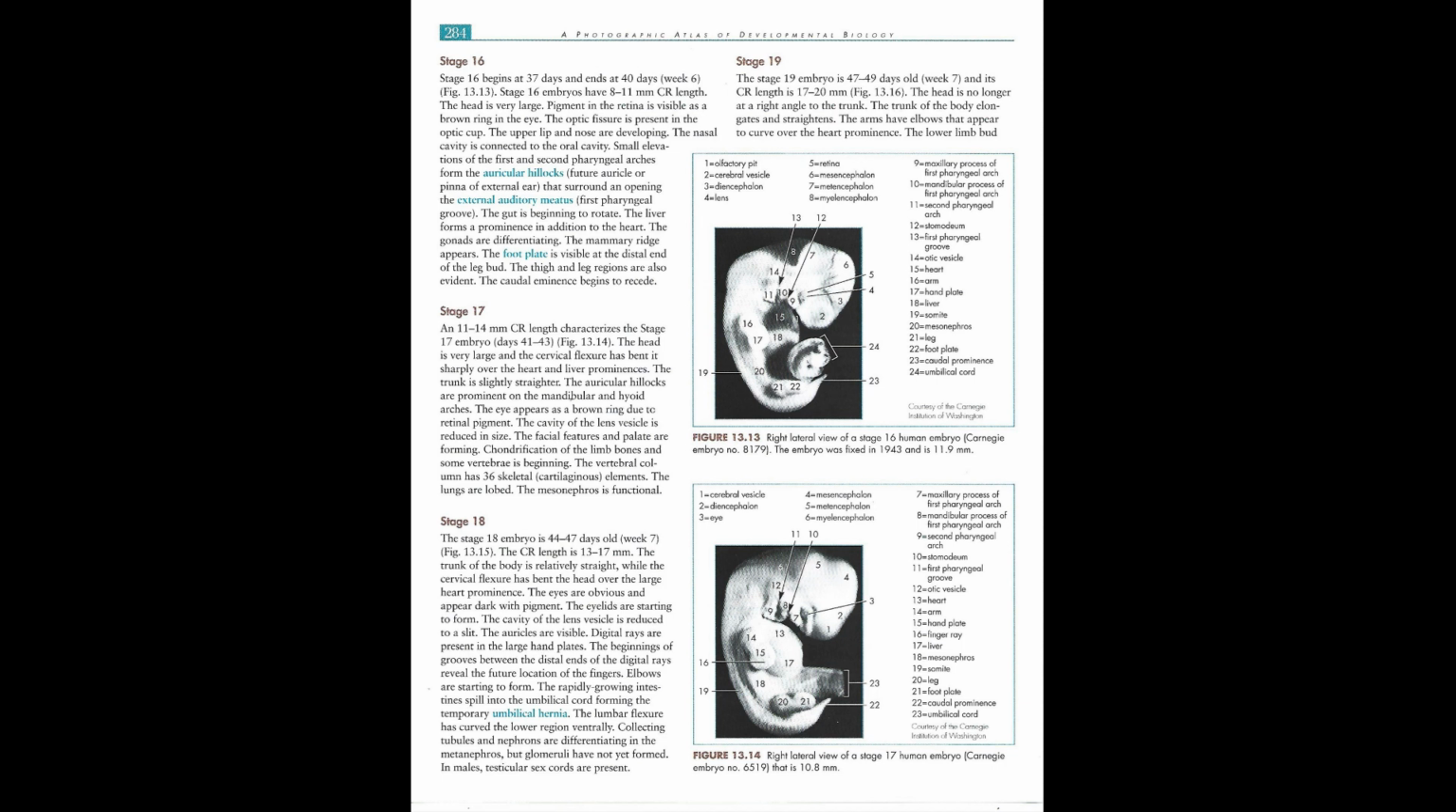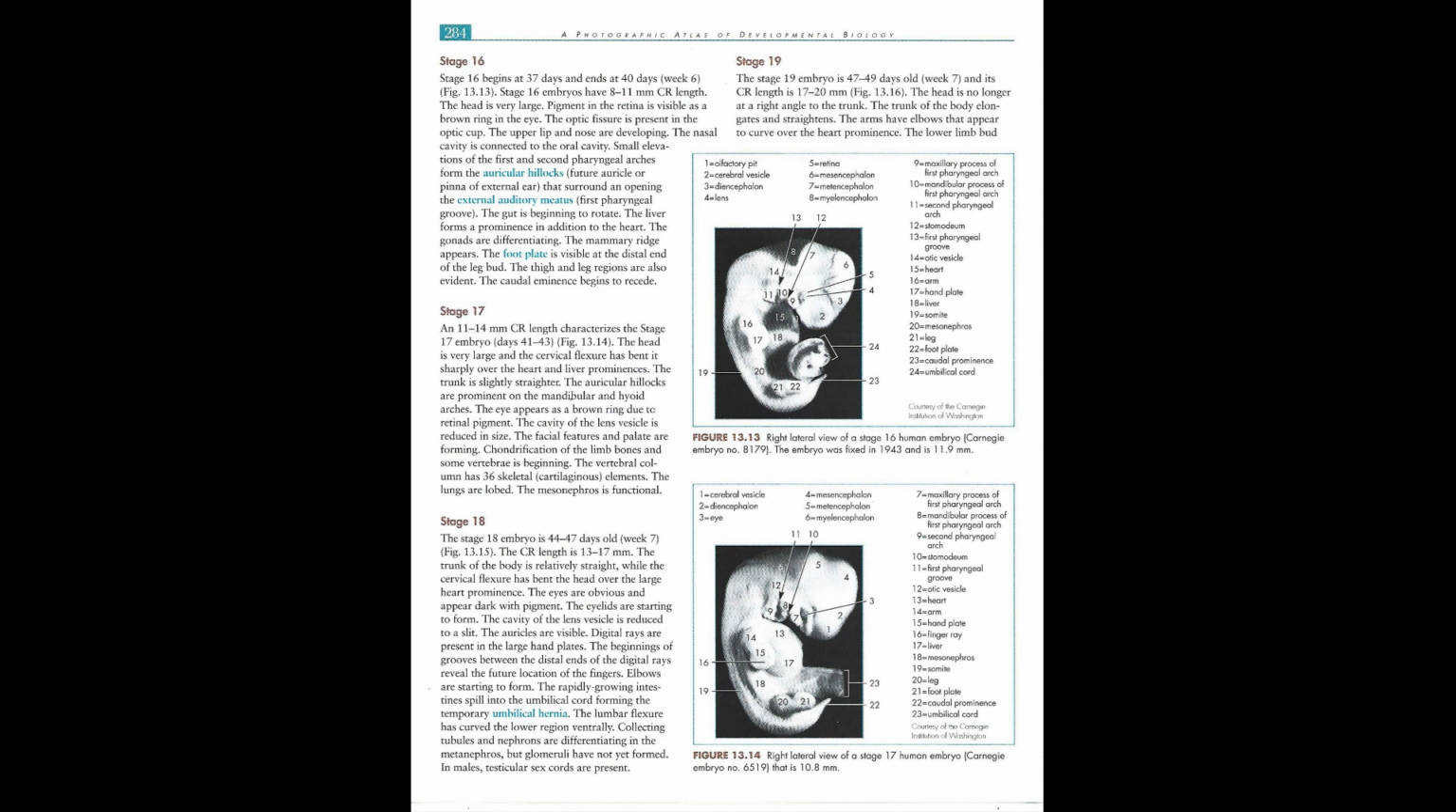The auricles are visible. Digital rays are present in the large hand plates. The beginnings of grooves between the distal ends of the digital rays reveal the future location of the fingers. Elbows are starting to form. The rapidly growing intestines spill into the umbilical cord, forming the temporary umbilical hernia. The lumbar flexure has curved the lower region ventrally. Collecting tubules and nephrons are differentiating in the metanephros, but glomeruli have not yet formed. In males, testicular sex cords are present.